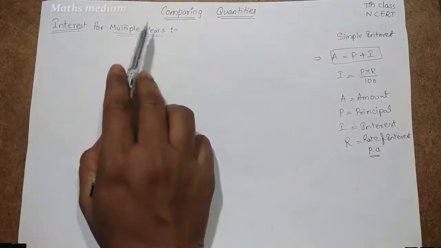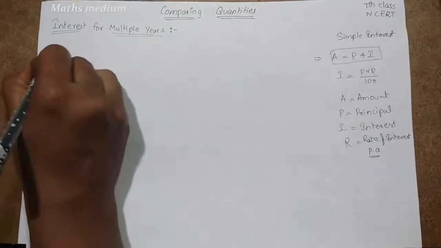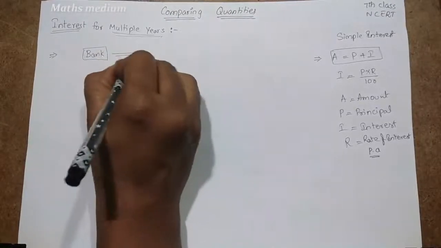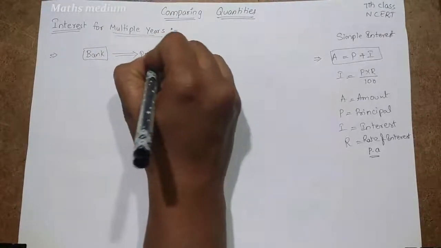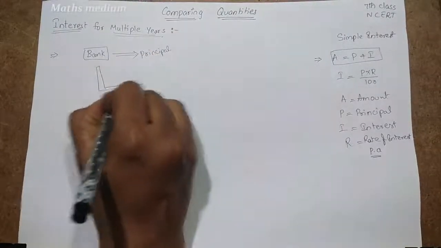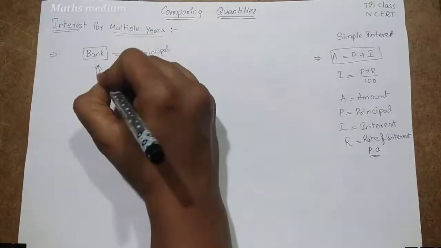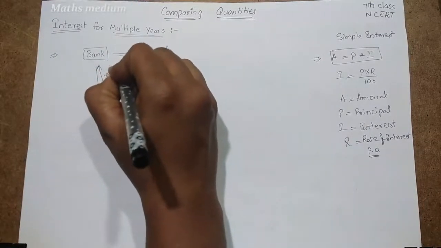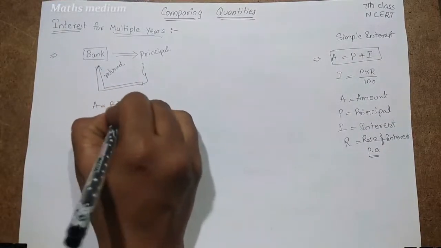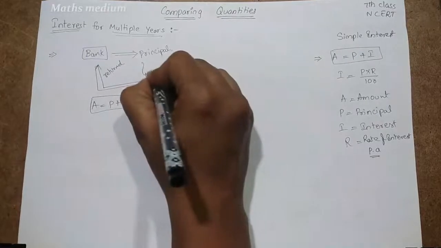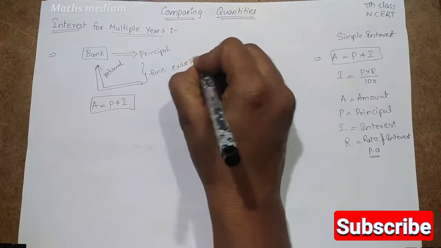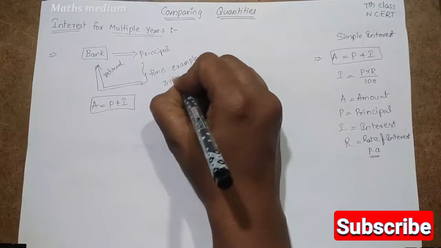These are the things we learned in the earlier video, but in this case we look at interest for multiple years. For example, again take the bank, take a principal. You have deposited this principal amount for some time. So A is equal to P plus I. So this time is, for example, take it as 3 years.